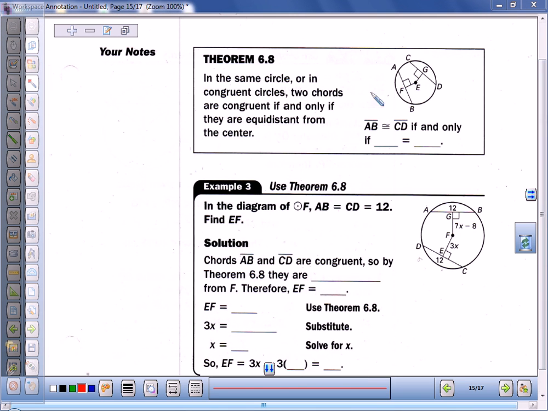Now, if we have the same circle or two congruent circles, and we have two chords, they're going to be congruent if and only if they are equidistant from the center. So AB is congruent to CD if and only if FE is congruent to EG, or GE, doesn't matter. So this is going to be congruent to that if and only if that is congruent to that.